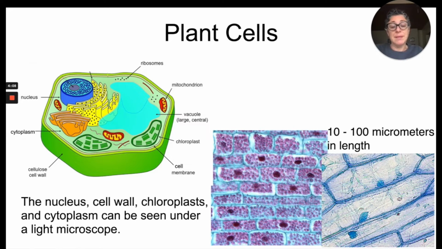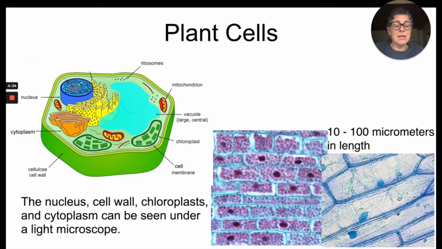Now, what can be seen under a compound light microscope is the nucleus, the cell wall, the chloroplasts, and the cytoplasm. Those are typically the things that you can see in a plant cell. Here are some examples under the light microscope, and you can see that they do have a definite sort of geometric shape. There is some fluid inside the cell.